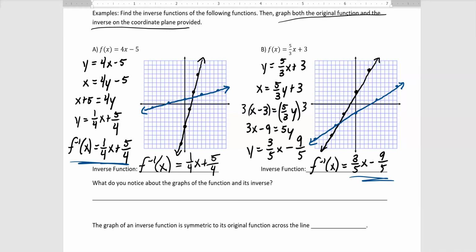So the reason I had you graph is because there's something that's really cool that happens between a function and its inverse. And you might notice it, you might not. A function and its inverse actually have some symmetry. Now we've talked about symmetric to the y-axis with even functions and symmetric to the origin. That's not the case here. In fact, it's a different symmetry. It's symmetric to the line y equals x.